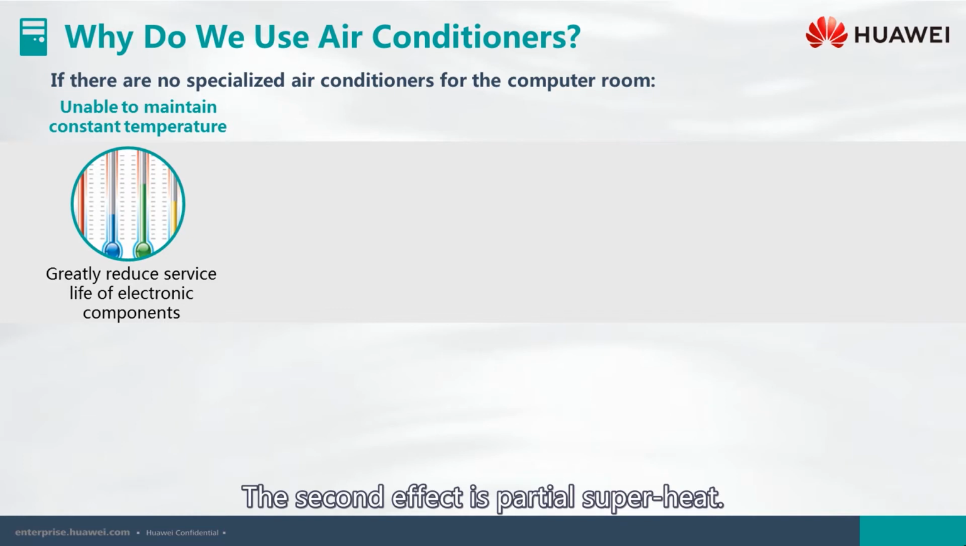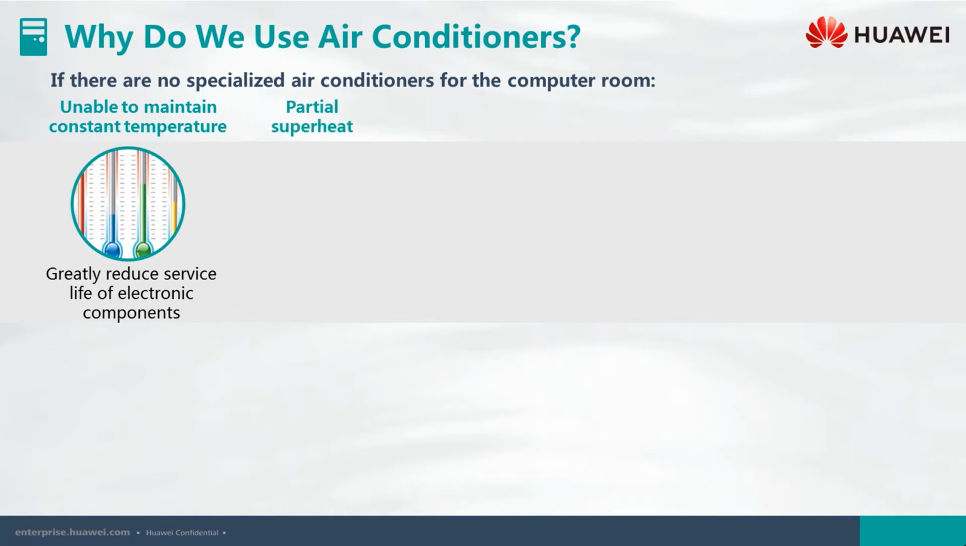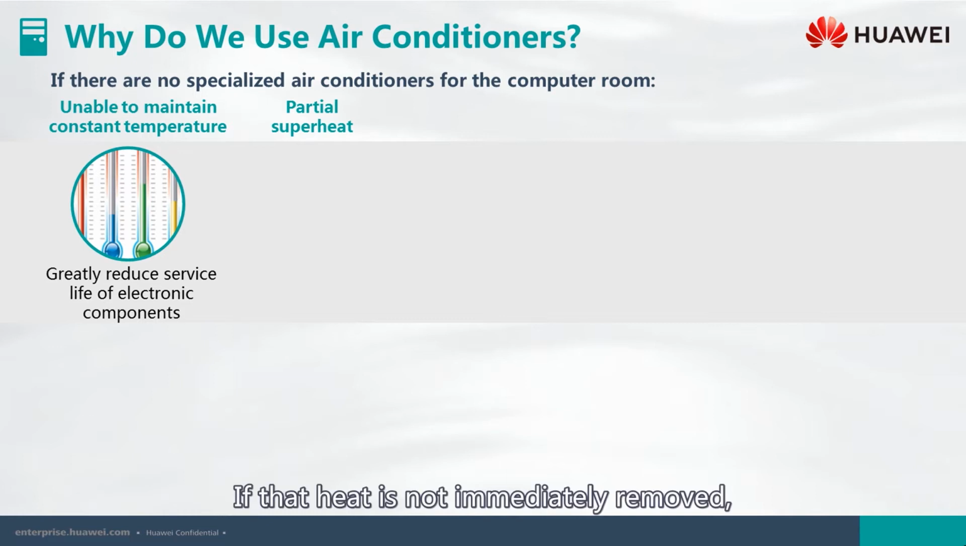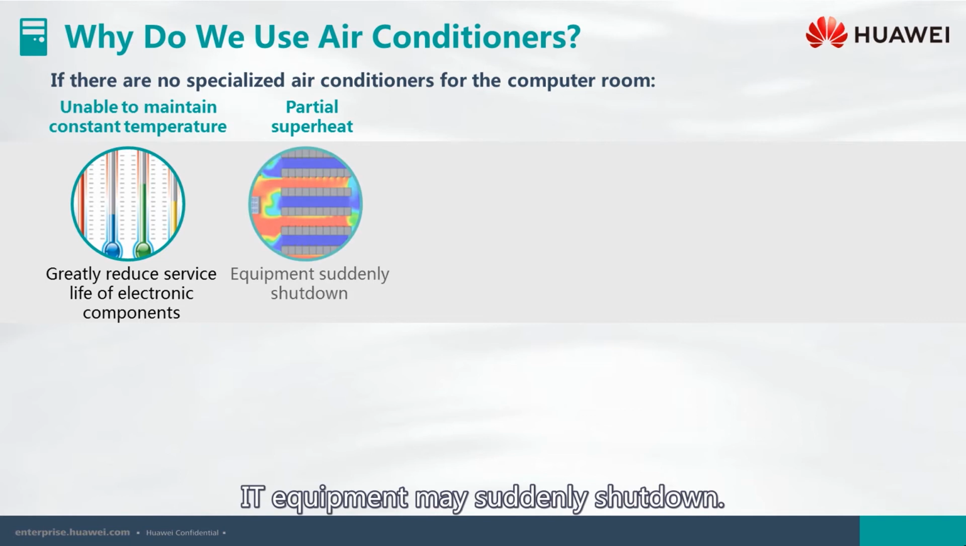The second effect is partial superheat. IT equipment constantly releases heat into the data center as it runs. If that heat is not immediately removed, overheating may occur in part of the data center. In this particular area, IT equipment may suddenly shut down.